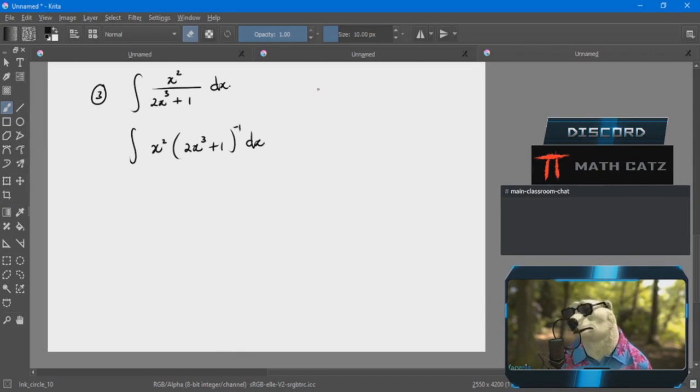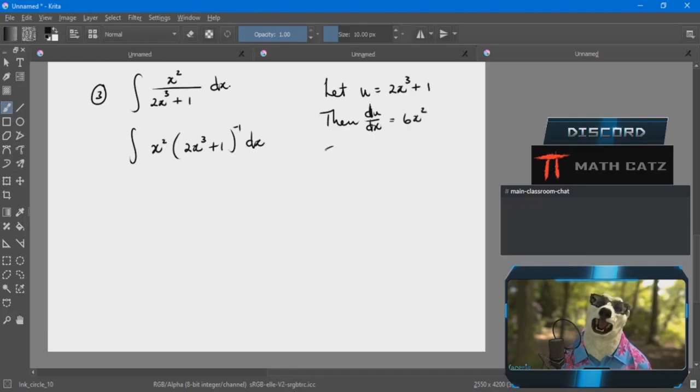Like in this case. Then I'll say, let u represent 2x cubed plus 1. Then I'm just taking a derivative. I'm not really thinking about the question at this stage. It's 6x squared. I'm just separating a fraction. Nothing to see here. Now I'll come back.